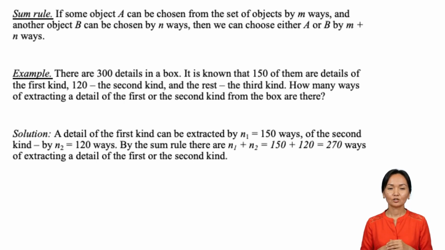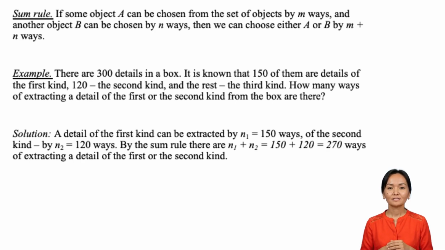When solving problems in combinatorial analysis, we rely on 2 fundamental rules, the sum rule and the product rule. Let's start with the sum rule, which states that if an object A can be chosen by m ways and another object B can be chosen by n ways, then choosing either A or B can be done in m plus n ways, assuming the choices are mutually exclusive.